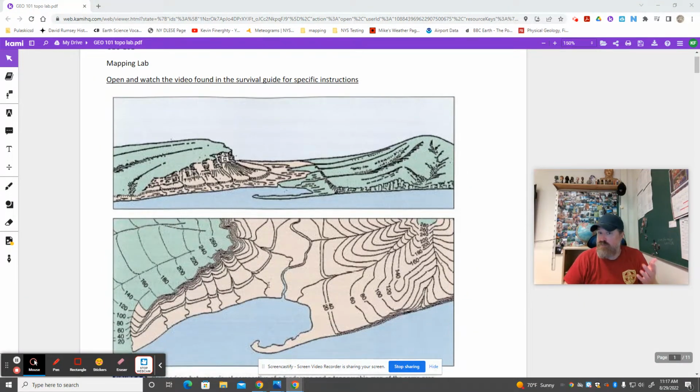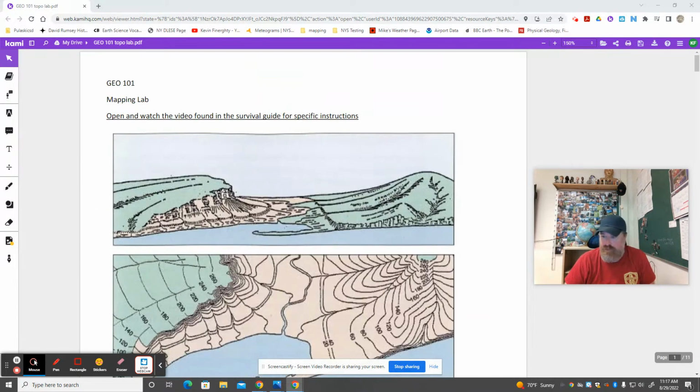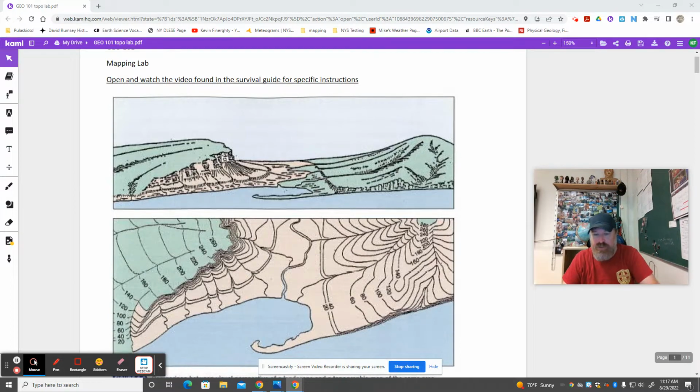So we're going to get into some topo maps today, topographic maps. This is the lab. I know 11 pages looks like a lot, but I kind of work the notes into it as well, the ideas. So you're not going to be doing 11 pages worth of work necessarily. Space it out so we can do some examples and see what's going on.